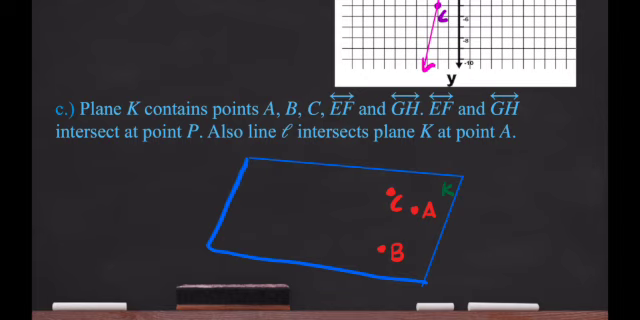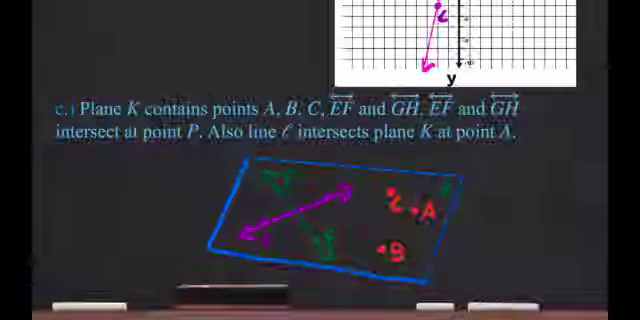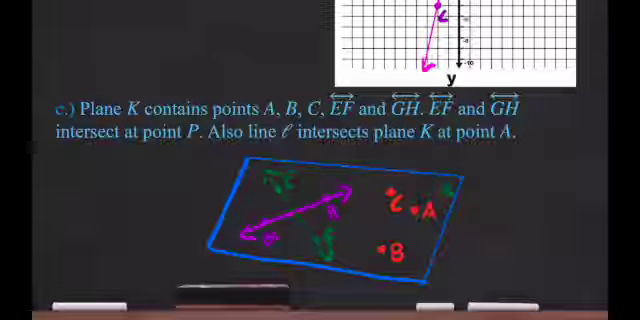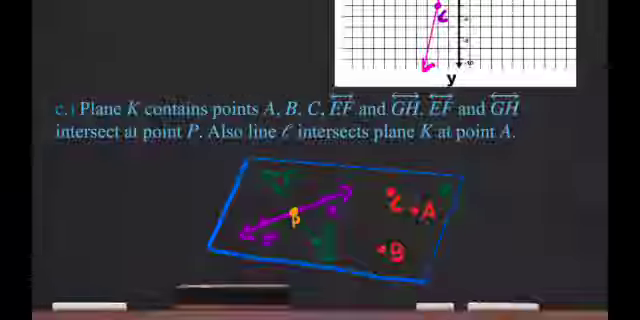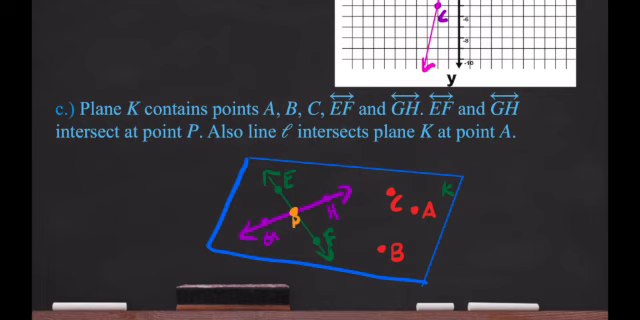So let's draw two lines that are inside this plane. So we have a line here, and we know that they intersect, so we can put a line here. Let's put some points on this line. Let's call this one EF, and let's call this other line GH. Okay, well, they intersect at point P, so let's put point P on here. This is point P, where they intersect.